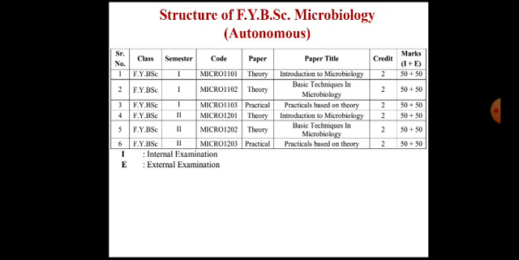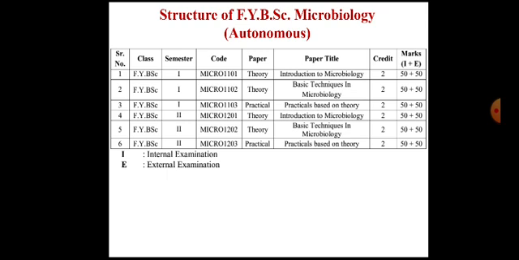Now you see in this table column number 4, that is the subject code: Micro 1101, Micro 1102. So Micro 1101 and 1102 will be the two theory papers for the first semester. Likewise, in the first semester you will have to perform one practical, that is Micro 1103. So in all there will be three papers, two theory papers and one practical paper in semester 1, and likewise in semester 2 a similar pattern, two theory papers and one practical paper. The title of the paper is mentioned in the sixth column. Now this is a credit system.